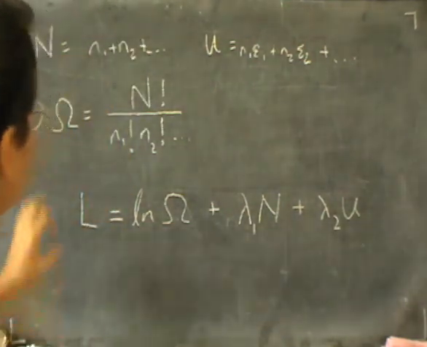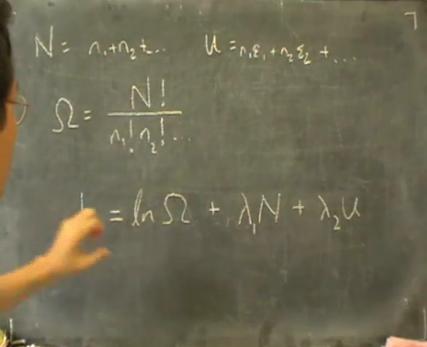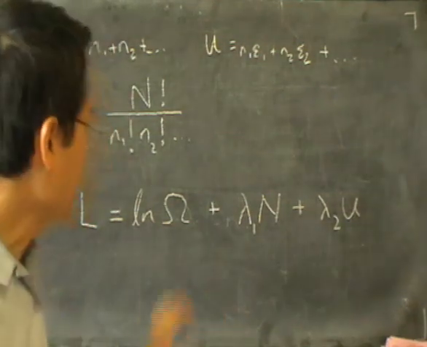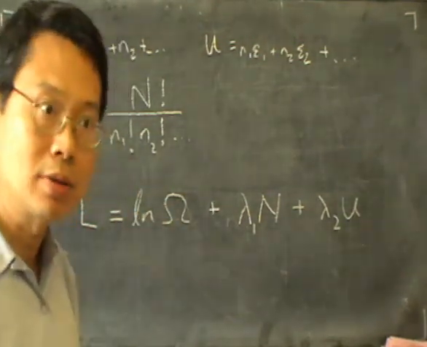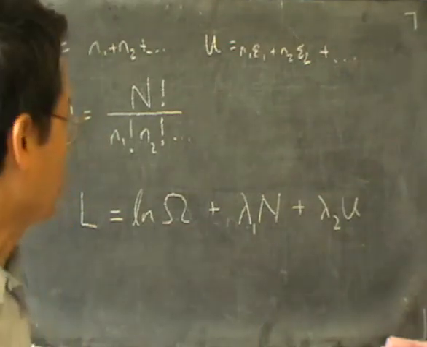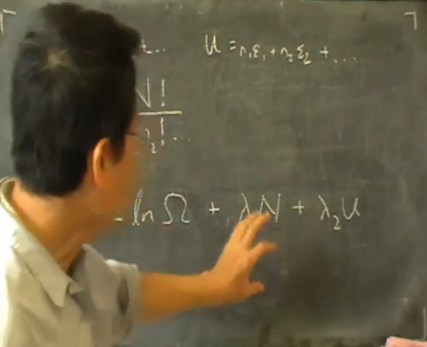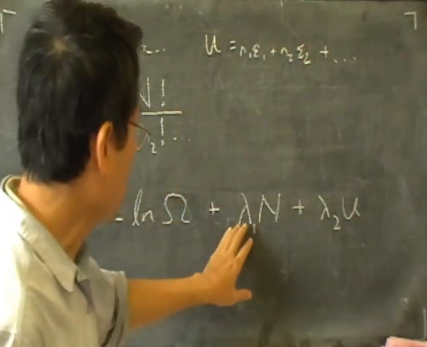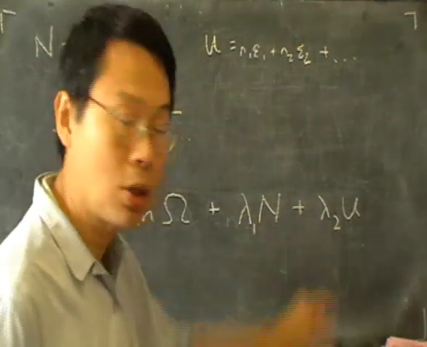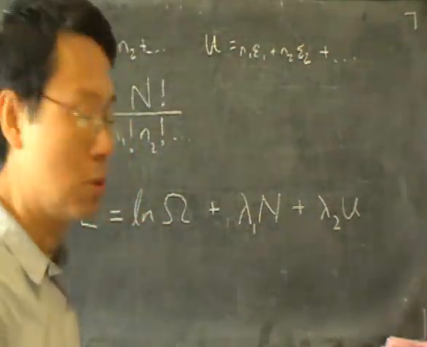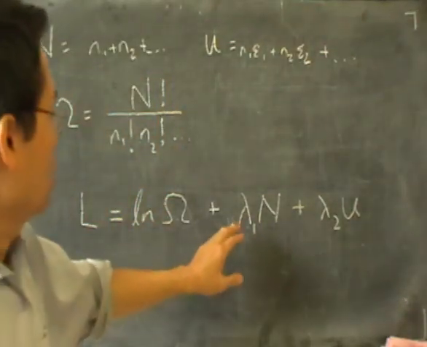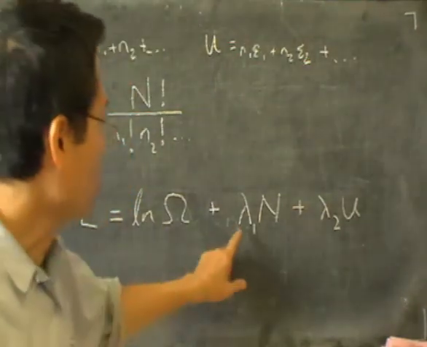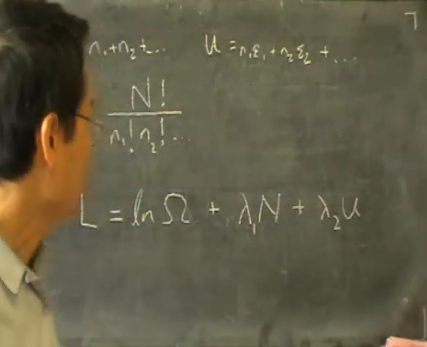In other words, if I want to find the maximum of log omega as a function of n1, n2, I should not differentiate log omega itself and equate that to 0 and try to solve for n1, n2. I should include the constraints for n and u in this way. So I've actually also added in two unknowns. These unknowns are called Lagrange multipliers, hence the name of the method. Eventually I have to also solve for lambda 1 and lambda 2, so they become part of the set of variables.